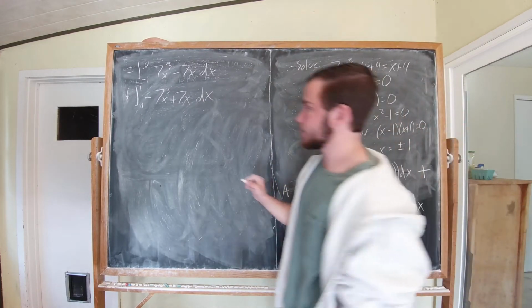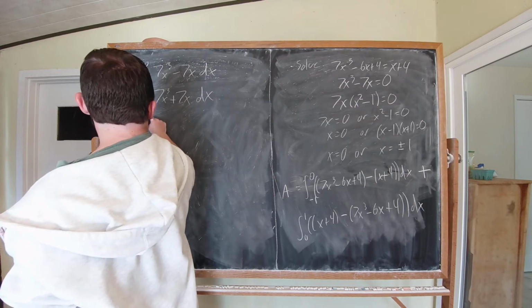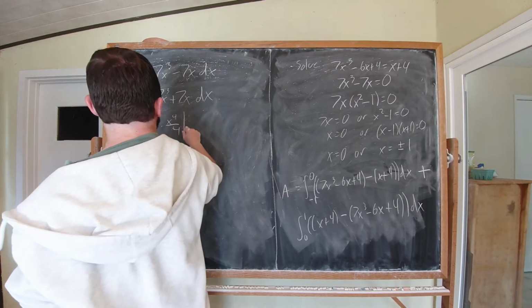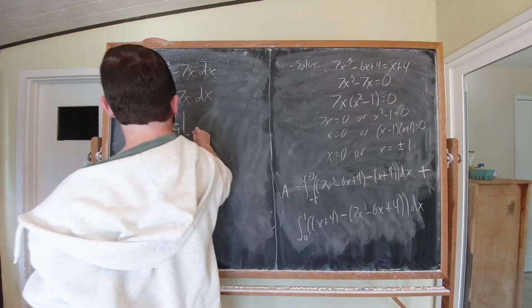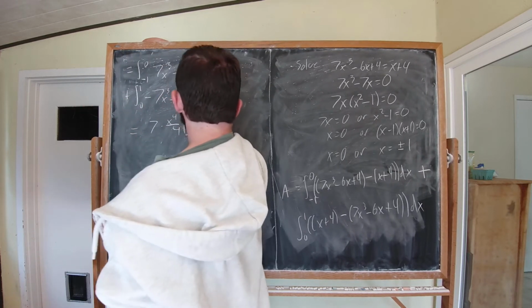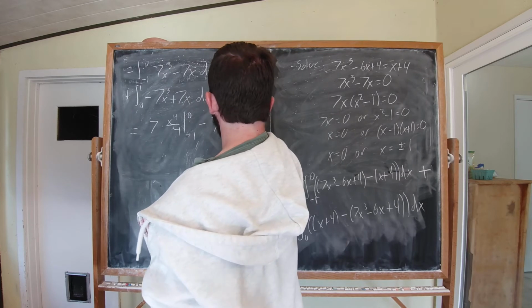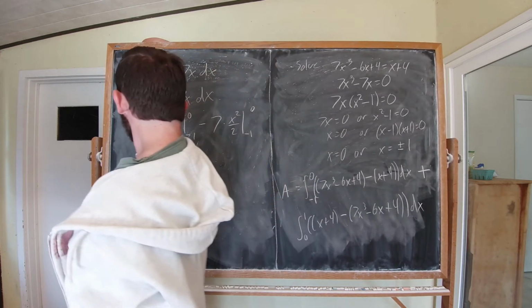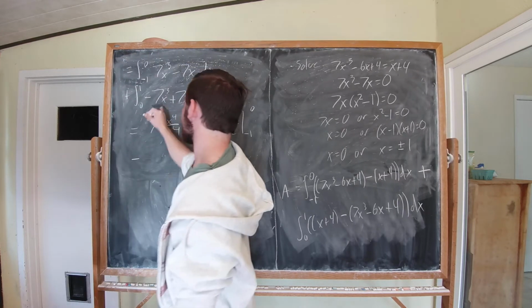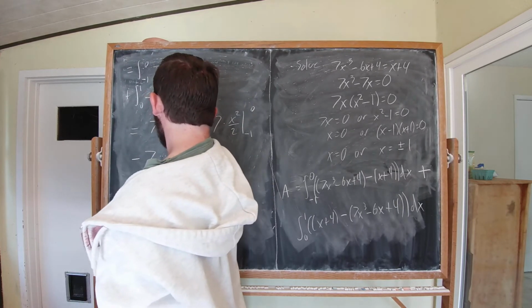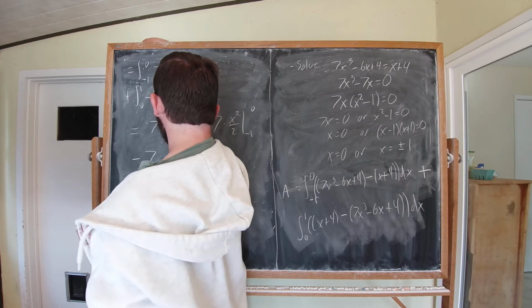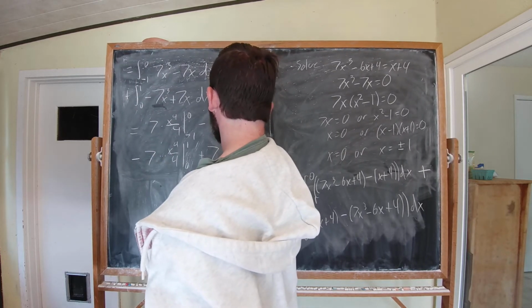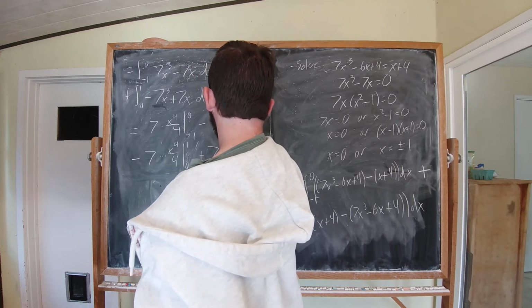Let's evaluate those integrals. This is equal to 7 times x to the 4th over 4 as x runs from -1 to 0, minus 7 times x squared over 2 as x runs from -1 to 0, minus 7 times x to the 4th over 4 as it goes from 0 to 1, plus 7 times x squared over 2 from 0 to 1.